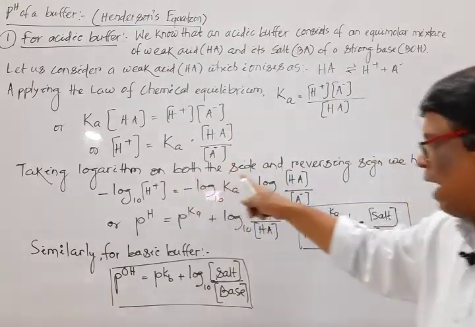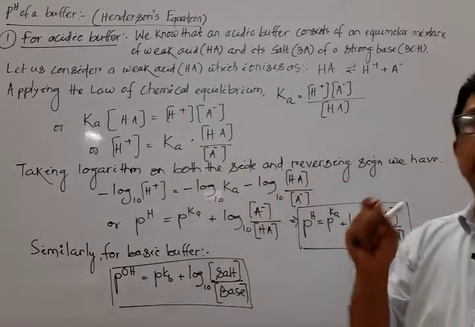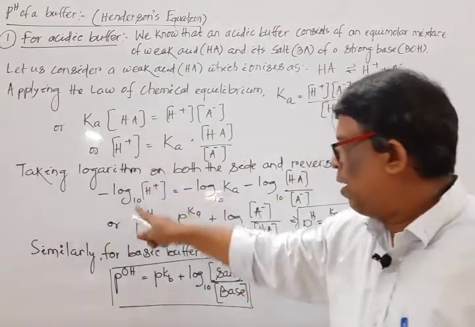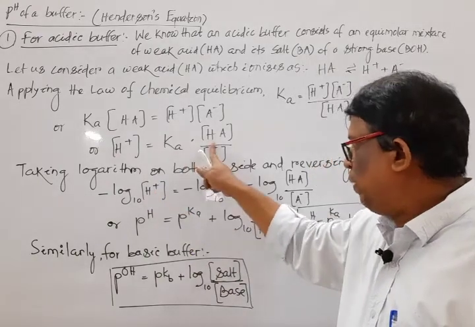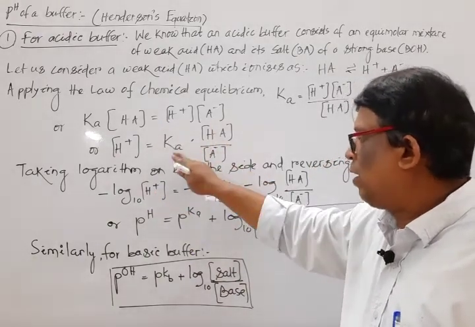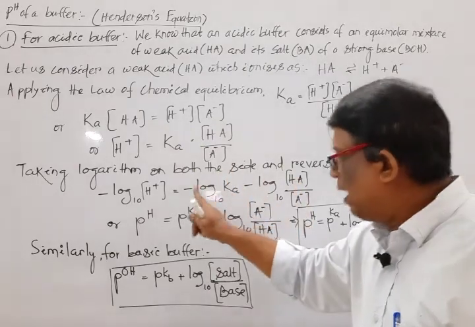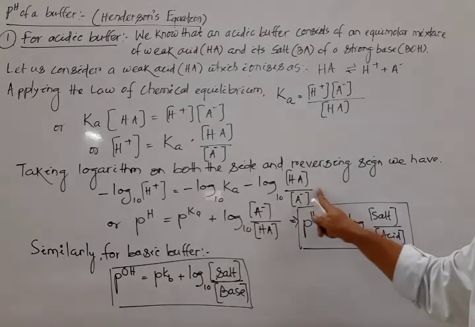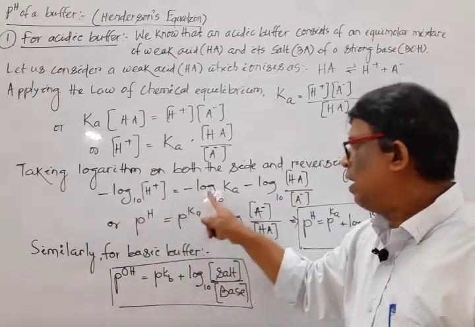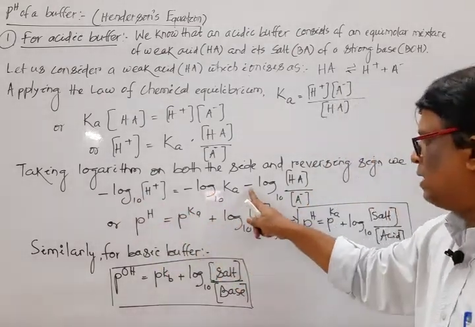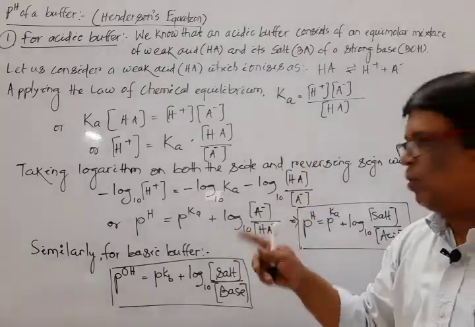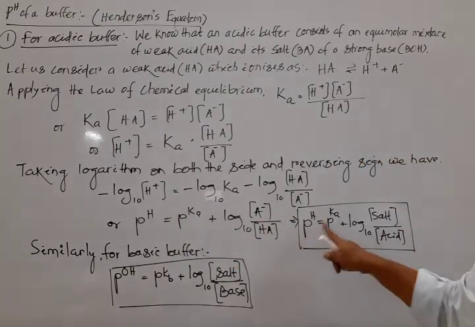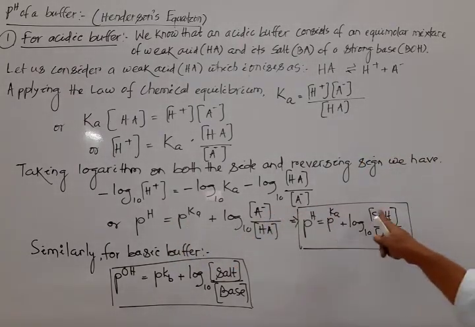Taking logarithm both sides and reversing the sign, meaning taking logarithm both sides and multiplying by -1 to each term, we have minus log H plus equals minus log Ka minus log HA by A minus. Taking the logarithm, log of A into B is log A plus log B. Again multiplying by -1, this is known as pH, and this is known as pK. If I change the sign, then reversing numerator to denominator, that is plus log A minus by HA, or pH is equal to pK plus log salt by acid.